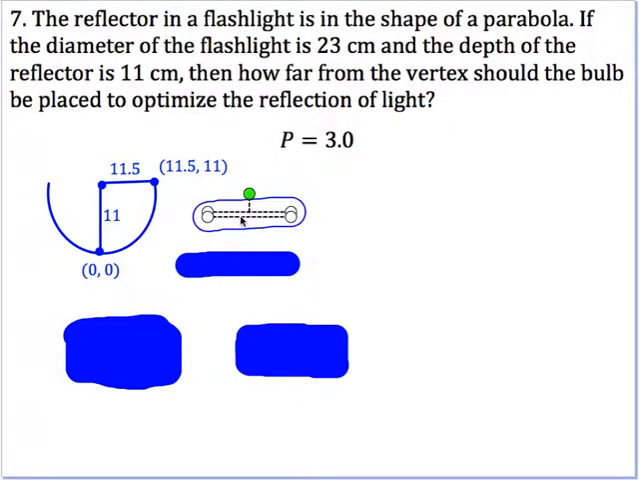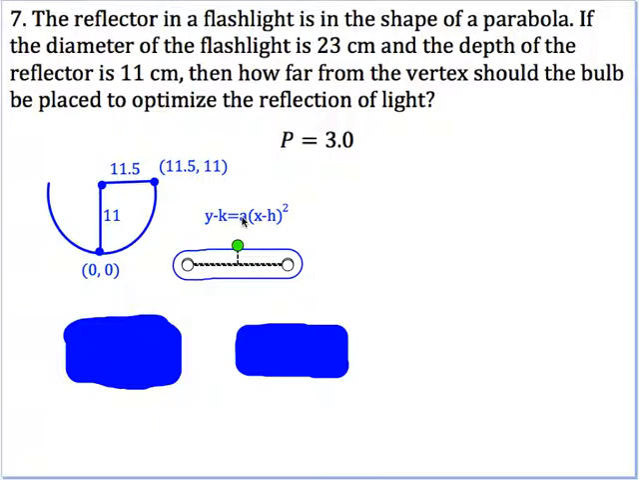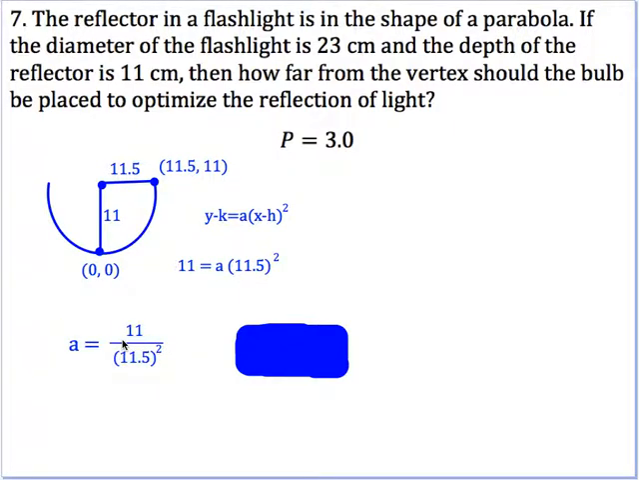Set up your standard form for the parabola, and it looks like this. Now, because you have 0, 0 at the origin, your k is 0, and so is your h. You can get rid of those. And then you need to solve for a, so you want to plug in your coordinates that you get here. Your 11 is replacing y, and 11.5 is replacing x. To solve for a, you're going to divide both sides by 11.5 squared from here.